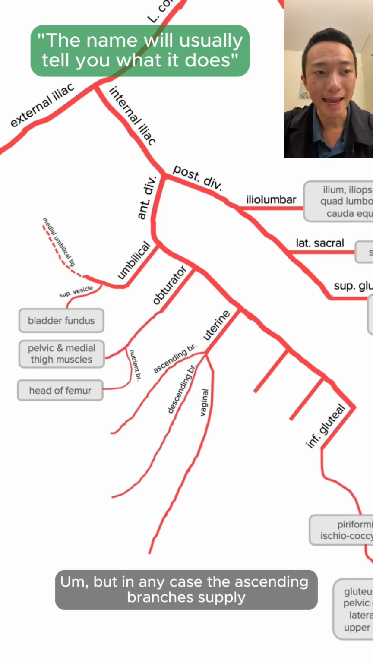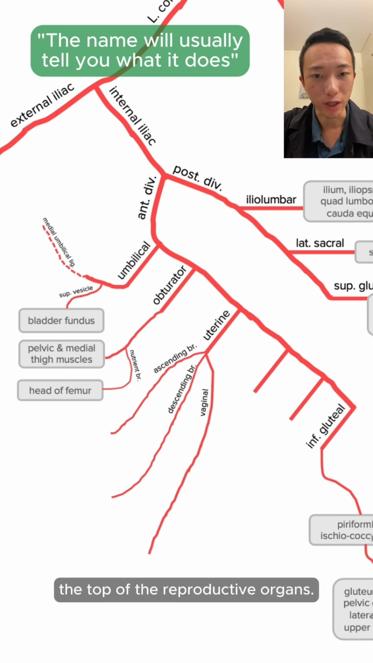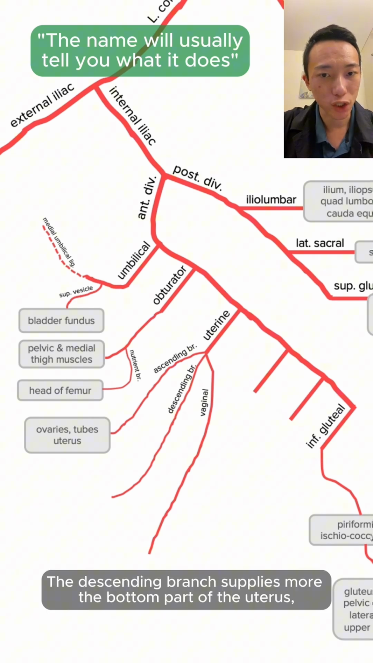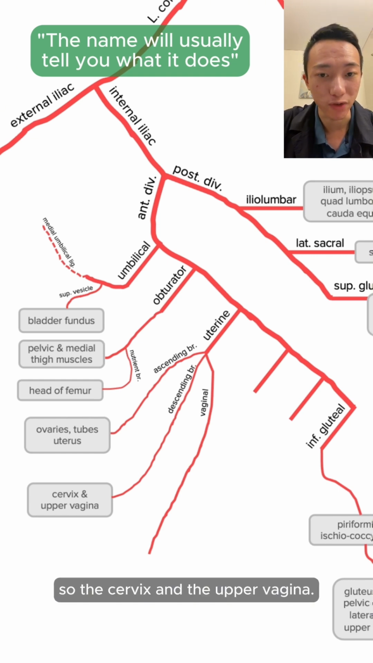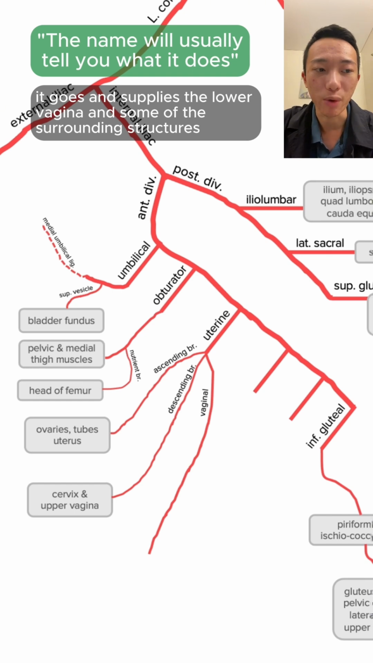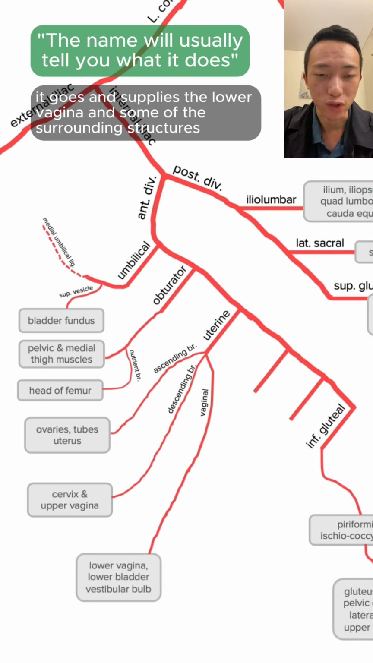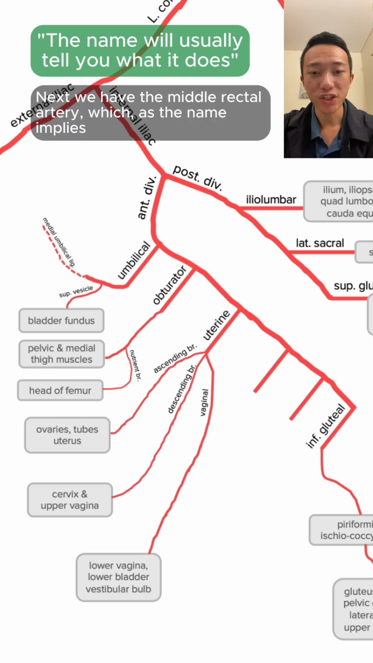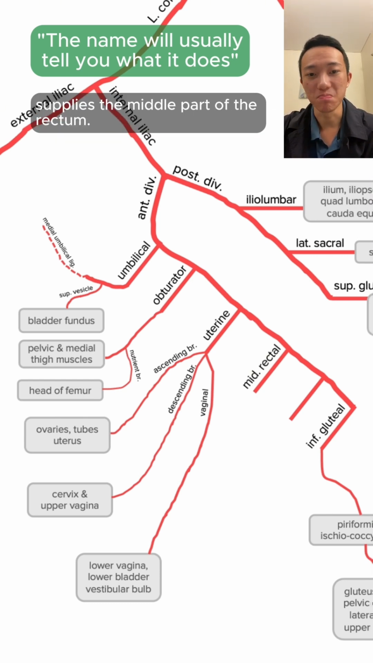But in any case, the ascending branches supply the top of the reproductive organs, so the ovaries, fallopian tubes, and the top of the uterus. The descending branch supplies more the bottom part of the uterus, so the cervix basically, and the upper vagina, whereas the vaginal is the lowest branch. It supplies the lower vagina and some of the surrounding structures like the urethra, lower bladder, and the vestibular bulb.